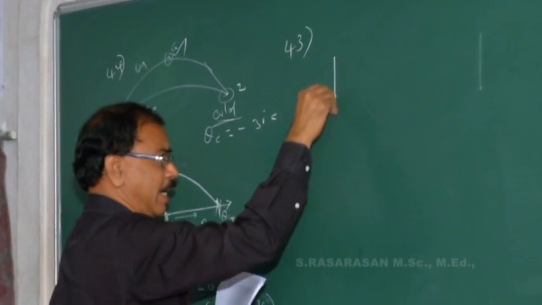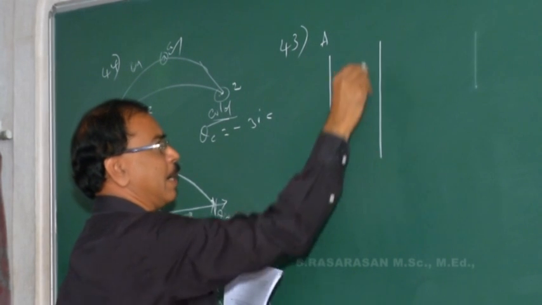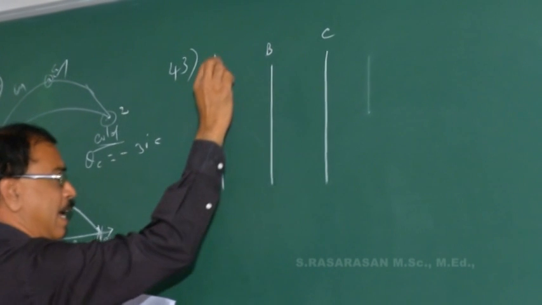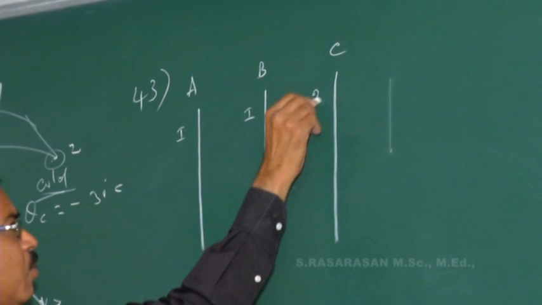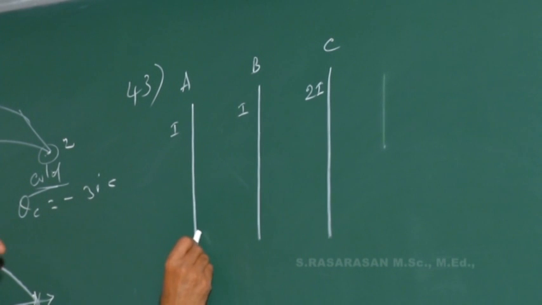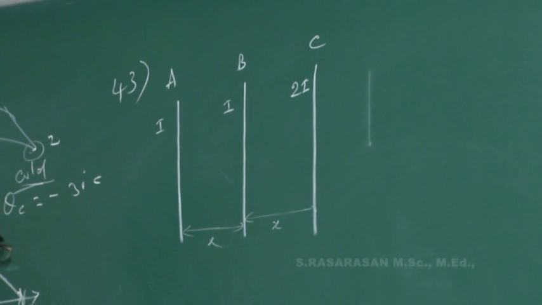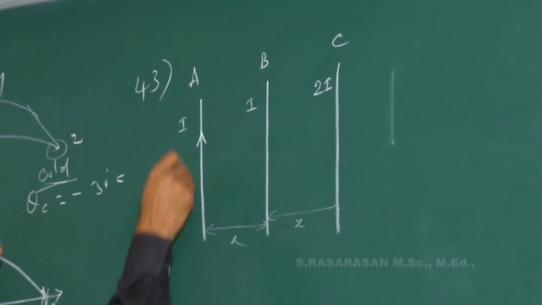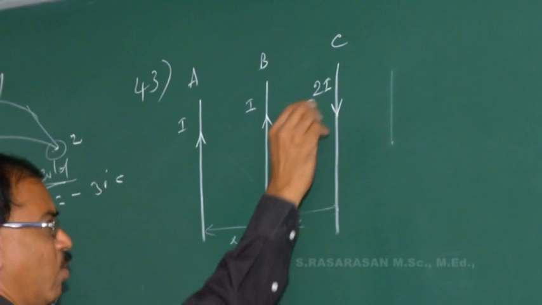Say this is one conductor A, this is conductor B and this is conductor C, carrying currents I to I respectively. So this is the correct one. And the distance between the two conductors is x. The distance between these two is also x. And the direction of current is mentioned in the diagram. Here the current flows in upward direction. Here the current flows in upward direction. Here the current flows in downward direction.